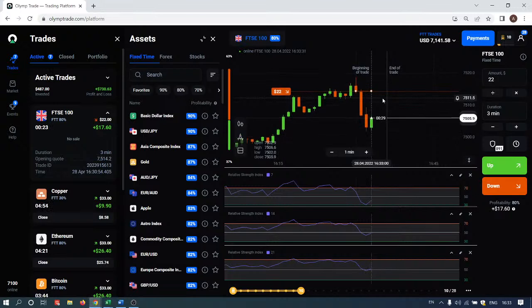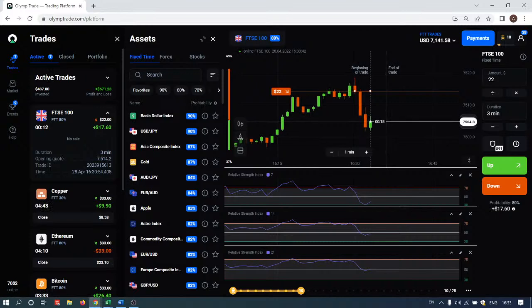That was a down trade because we were really overbought on Apple, and really all the fundamentals were saying, hey, open down.